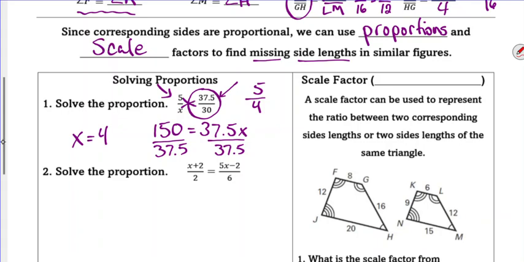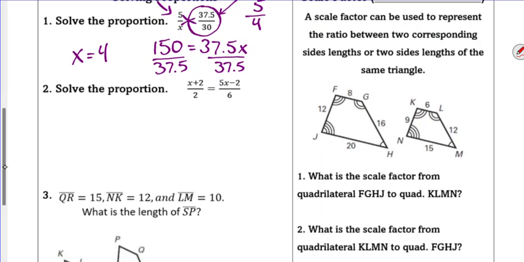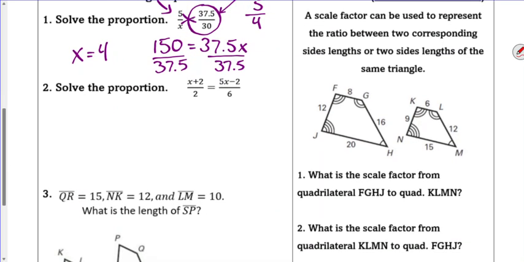We're going to solve one more that's a little bit trickier just because we have an expression on top instead of just a single variable. We're going to multiply 6 times that whole quantity, 6 times x plus 2, and then 2 times that whole quantity of 5x minus 2. So we really just have to distribute there.